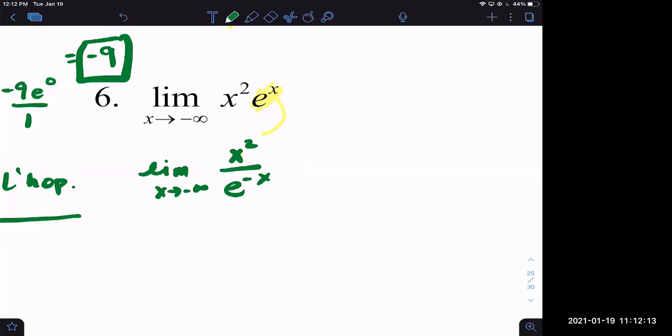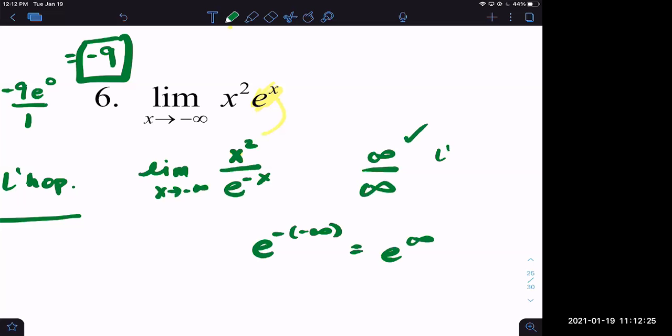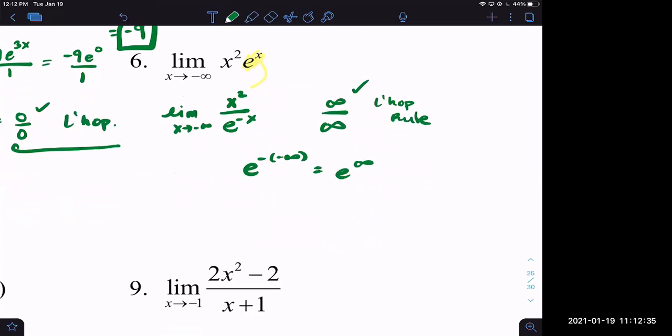The numerator is still infinity. If I go to negative infinity on the bottom, I've got e to the negative infinity, which is really e to infinity, which is infinity. So now it is a L'Hopital's rule question. Does that make sense? So if it's a product of two, just move one of them to the bottom by using negative exponents to see if you can write it in a form where you can apply L'Hopital's rule. If you can apply L'Hopital's rule, that means that we can take the limit of the derivatives.